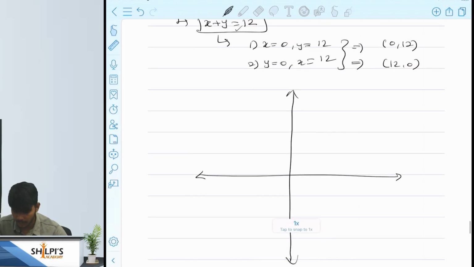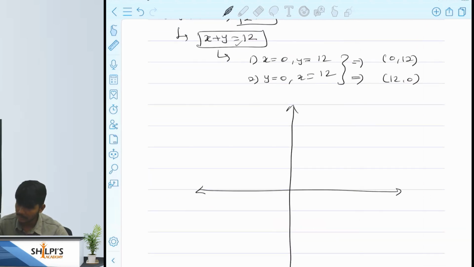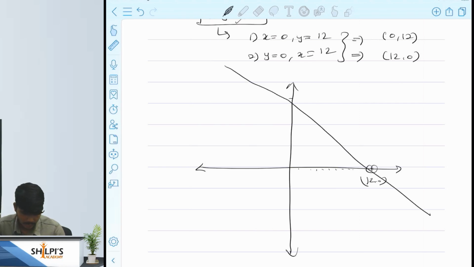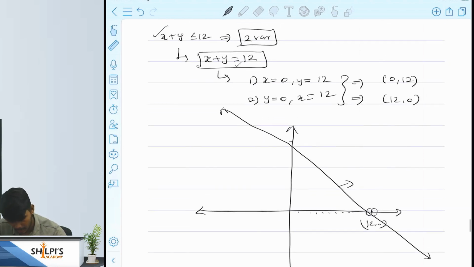if we have two variables, you substitute x equal to 0 and y equal to 0 and you will get 2 points. So 0 comma 12, if I take 12 here, this will be 12 comma 0. Similarly the 0 comma 12 will be here. If I connect these 2 points now, this is my line, or this is my graph of the line for x plus y equal to 12.